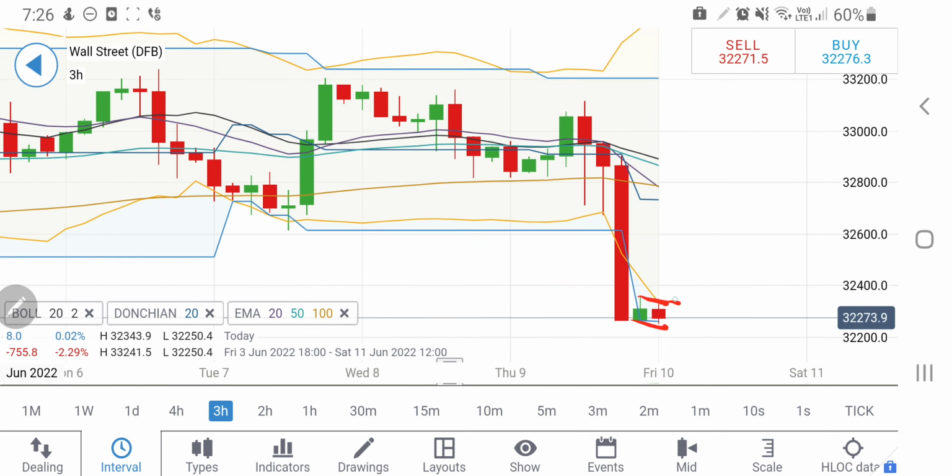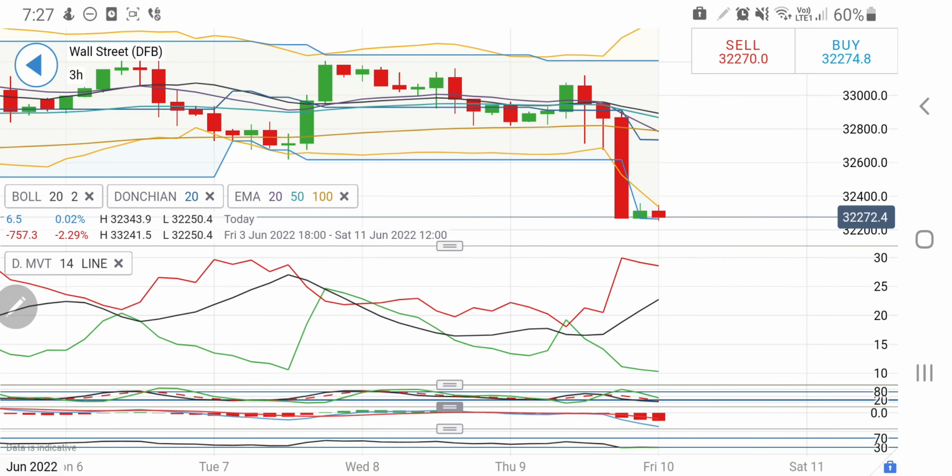Any move beyond 32,350 levels here, yes, you can initiate a long entry, and then you can expect it to rise a bit. The next target could be around 32,500 to 32,600 levels. Rather, the 500 to 650 zone is very important for US30 to sustain. If it sustains above 32,650, we can expect a further rise on the upside. Similarly, on the downside, breaking below 32,200, there could be a sharper drop.